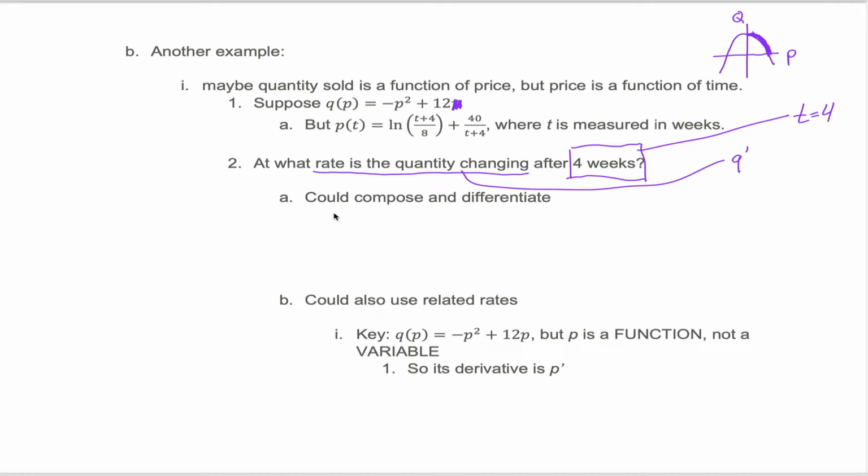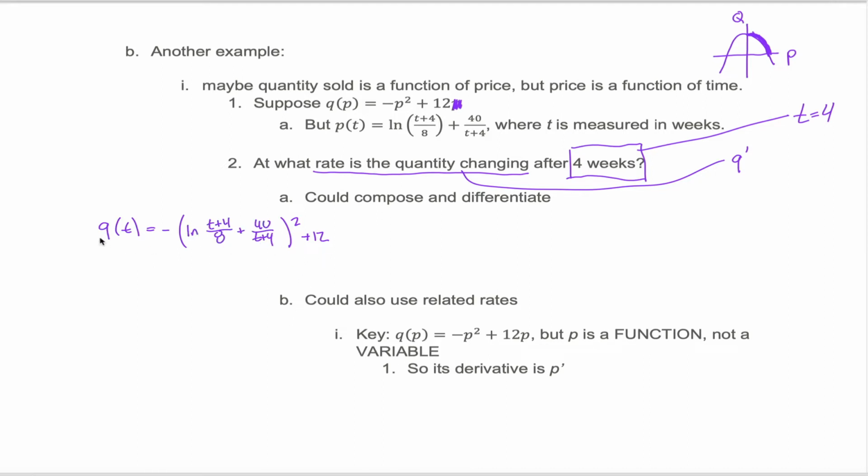Well, we got options. One option is we could come up with quantity as a function of time, given to us as quantity as a function of price. But if we could make it quantity as a function of time, then we could just take the derivative and plug in t equals 4. The problem with doing it that way is we'd have to compose together these functions. Instead of writing negative p squared plus 12, what we would write is negative something squared plus 12, where that something is p, which is the natural log of t plus 4 over 8 plus 40 over t plus 4. All of a sudden, our function is a disaster.